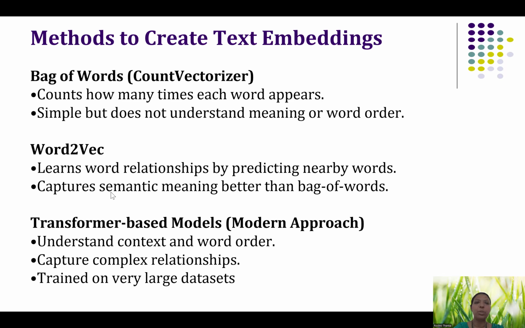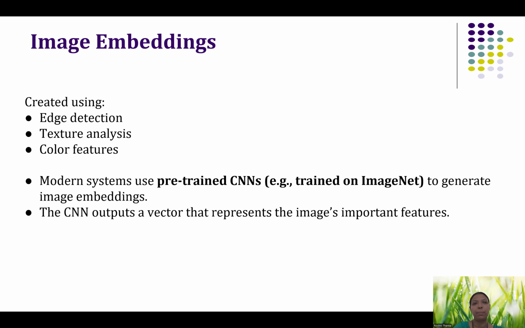The next method to do this embedding is the transformer based model. This is a very modern approach. It understands the context. You might have heard about the attention model in the transformer. It will understand the context and the word order, and also capture complex relationships so that it will understand the whole context very well. It is trained on very large data sets. So these are some of the categories of methods which help us to do the embedding.